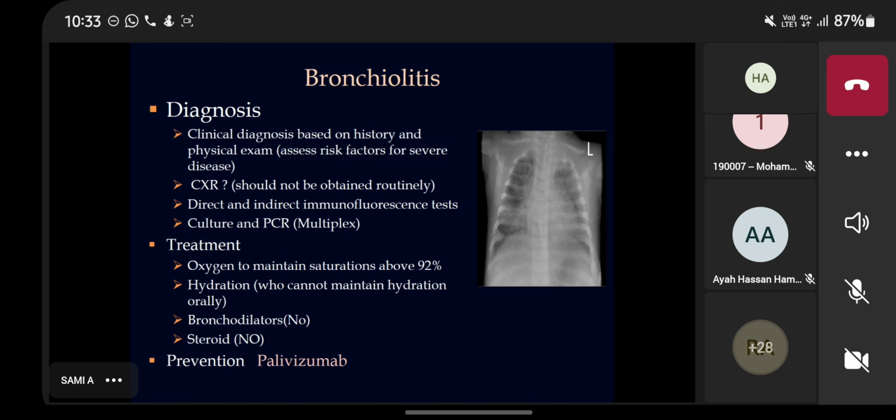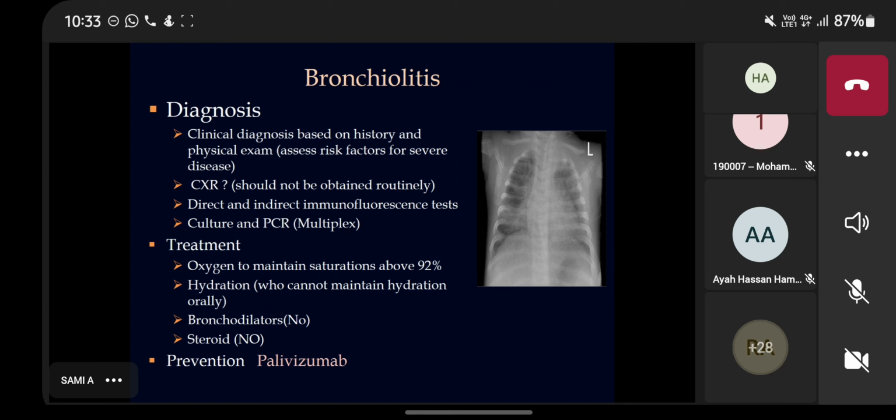So the treatment is mainly oxygen. Pulse oximetry is needed. If oxygen drops below 92%, you have to give oxygen. Hydration is very crucial. Now, bronchodilators really should not be used routinely in bronchiolitis. Although if you go to the emergency room, you see some physicians using bronchodilators and even steroids, which should never be used.